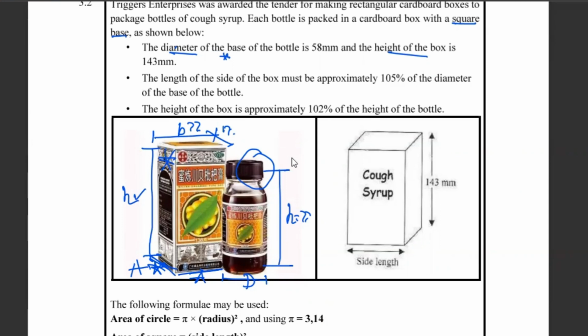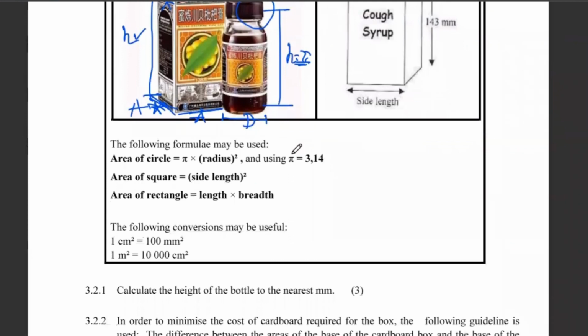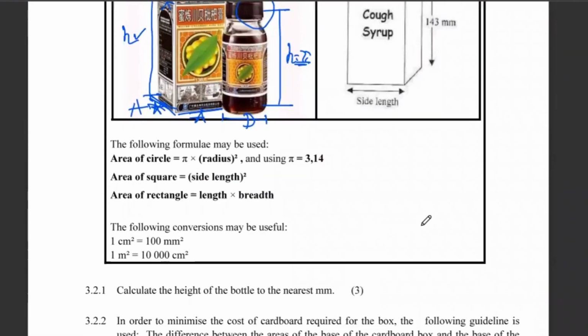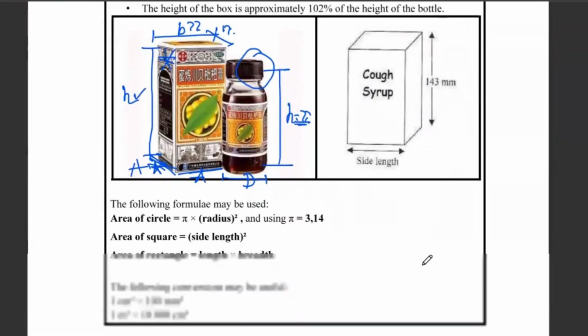The height of the box is approximately 102% of the height of the bottle. So this one gives the height of the box. Let's continue: calculate the height of the bottle to the nearest millimeter. I told you the height of the bottle was missing. Indeed, they are telling you to calculate it, but we shall use the last statement: the height of the box is approximately 102%.